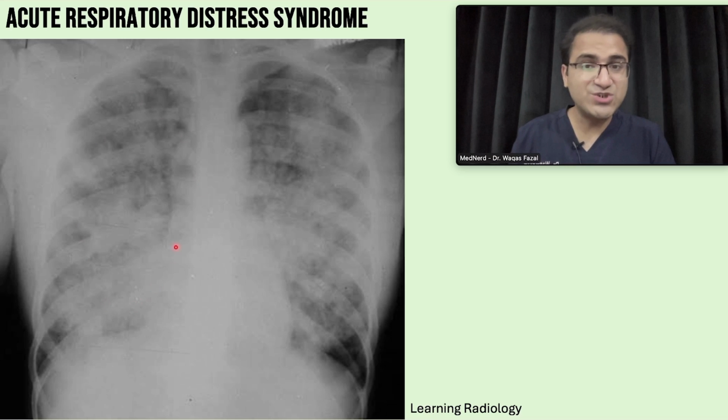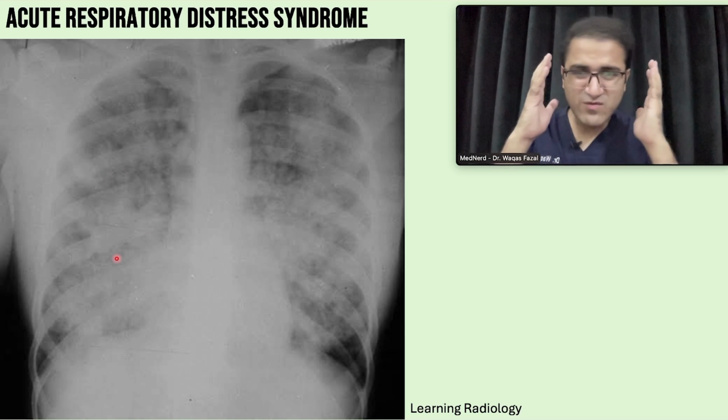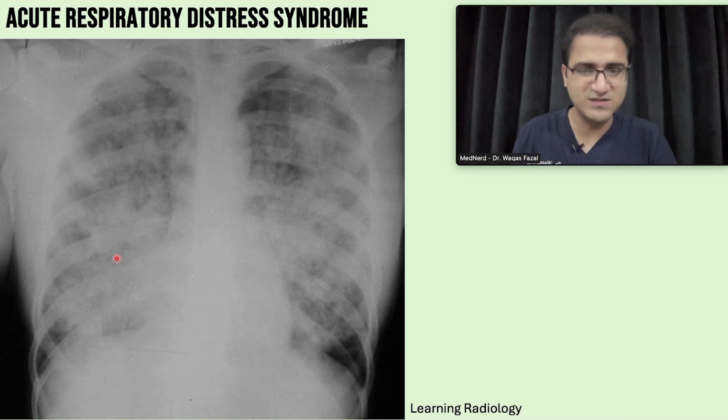This is another picture showing acute white lung seen in respiratory distress syndrome. This is all fluid that has accumulated in the lung. This is all the inflammation that has increased the capillary permeability and leakage of fluid into the lungs.